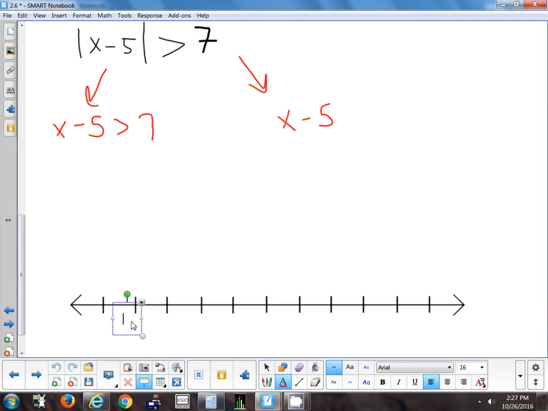Maggie, what happens now? Good. Flip the sign, right? So in the original problem, what kind of sign is this, Maggie? Greater than, right? Now it's going to become? Less than, right? So instead of my arrowhead pointing at the 7, it's going to point at my x minus 5 now. I'm going to flip it. All right, anything else? Antonio? The 7 is negative. Make it a minus 7. Done. All right?